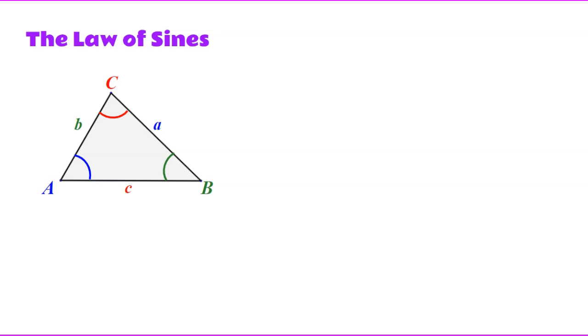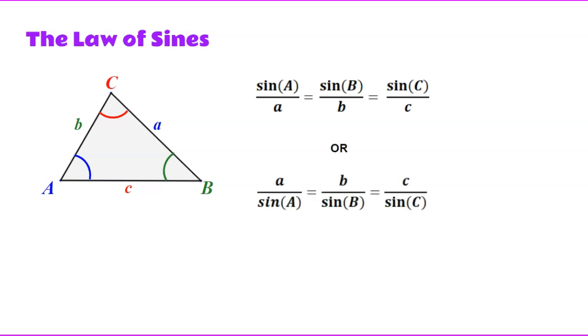The law of sines. The law of sines states that in any triangle, the ratios of the sine of any angle to the side opposite that angle are equal around the triangle. Thus, given a triangle with angles A, B, and C and sides a, b, and c, sine A over a is equal to sine B over b is equal to sine C over c. This is also true with the reciprocal of these ratios.